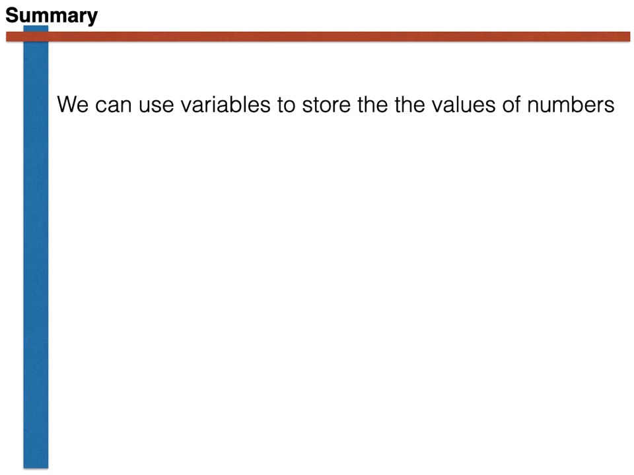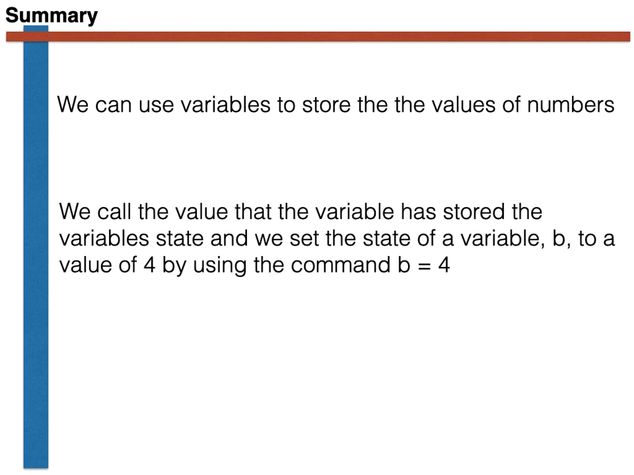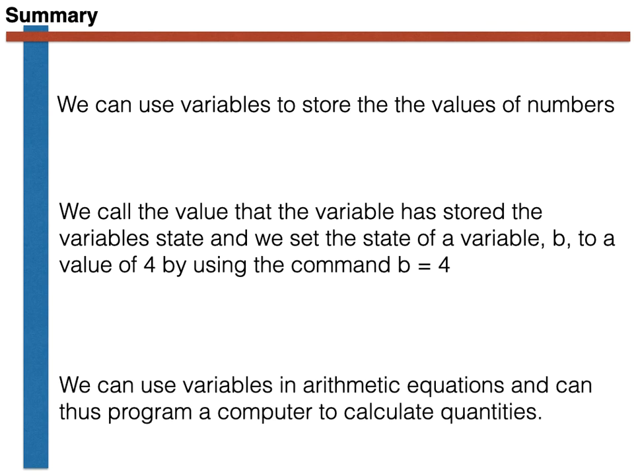To summarize then, we have in this video introduced the notion of a variable. We have explained that a variable is an address in memory that has a label and a state. The state is simply the value the variable takes, and we can set the state of our variable using a command that involves an equal sign. Lastly, we have discussed how we can use variables in arithmetic expressions and can thus program a computer to calculate quantities for us. In the next exercises, you will use variables in expressions to consolidate these ideas.